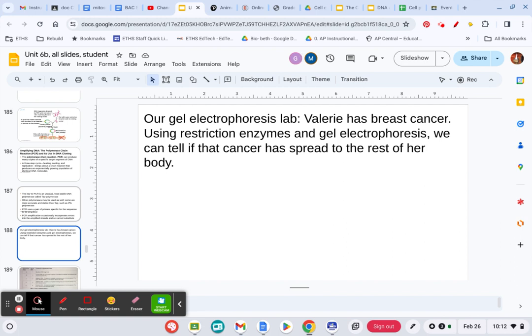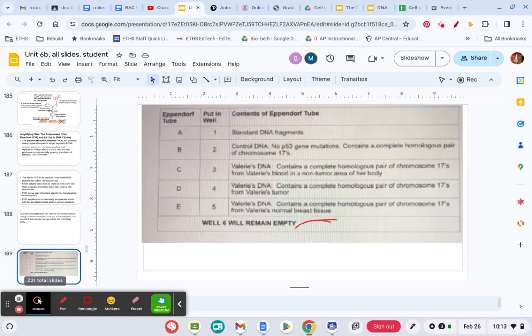So the reason we did this particular lab was to examine this. We knew she had breast cancer, so the cells from her biopsy should show that she has 2 mutated copies of the P53 gene. You need at least 1 copy of the P53 gene functioning in order for the cell cycle to be stopped if there's a problem. So we knew there would be 2 mutated copies of the P53 gene in that biopsy. Now, let me talk about the other lanes that we had.